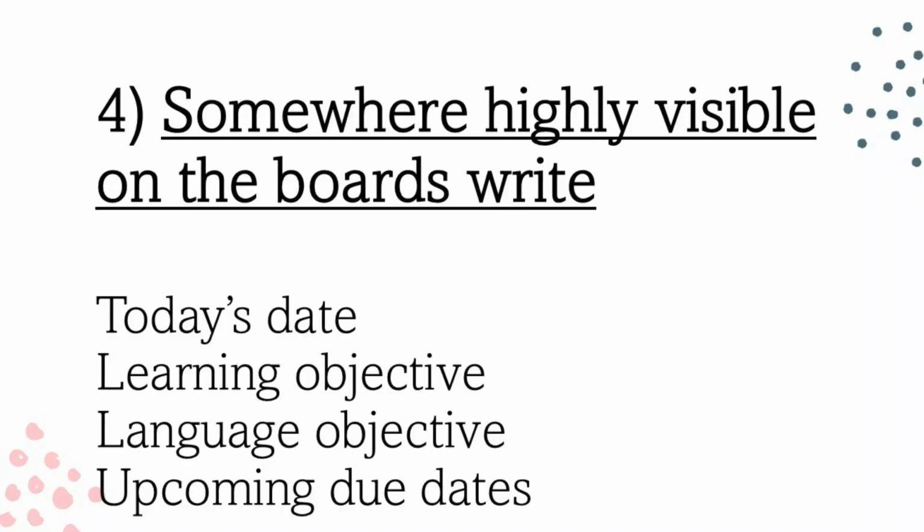Somewhere on the classroom walls, make sure you have a place where you're writing down the date, what upcoming things you have coming up, like exams, quizzes, project due dates. Have your learning objective, and depending on where you live, your language objectives. This is a place where not only you can watch to see if you're doing what you set out to do, but also for the students to refer to throughout the day, throughout the lesson.